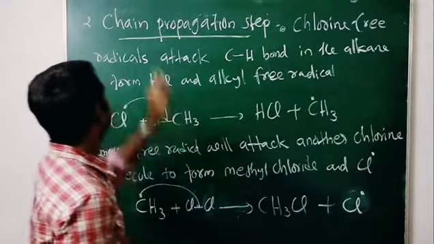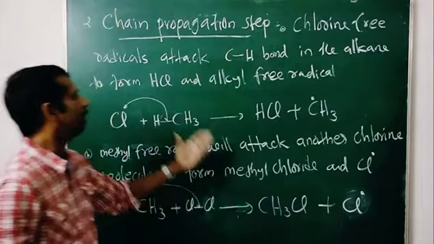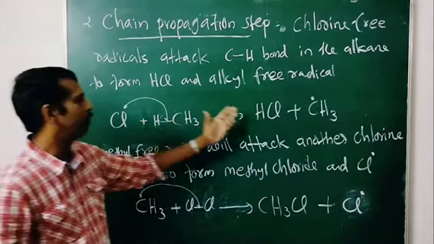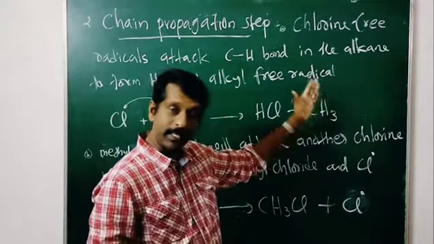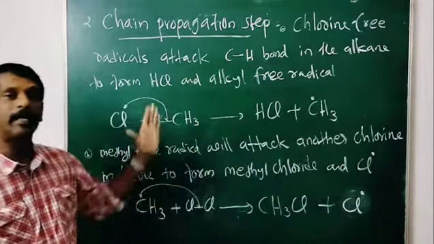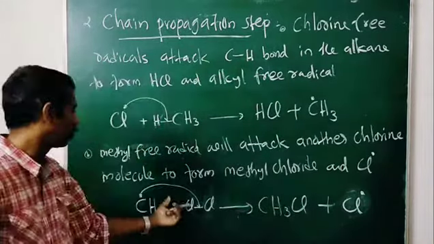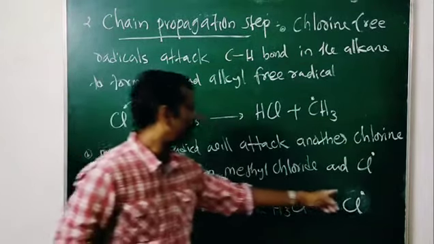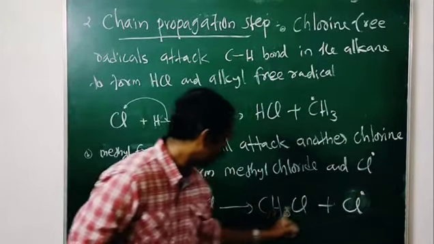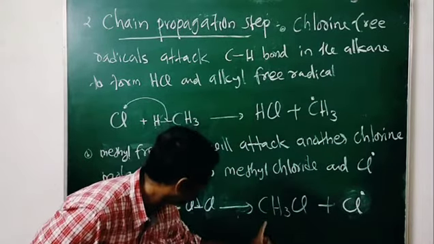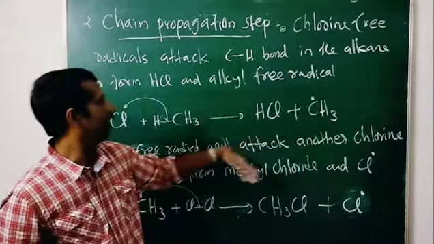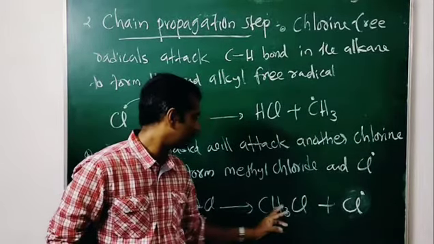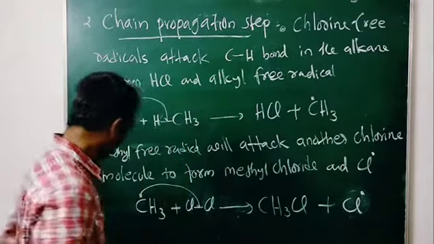So this is the second step, the chain propagation step. First the Cl free radical attacks the C-H bond in the alkane to give HCl and alkyl or CH3 free radical. Now this CH3 free radical will attack another undissociated chlorine molecule to form CH3Cl. This is our first product, chloromethane. And Cl free radical is also formed. Now this Cl free radical will attack another C-H bond, and it will change into HCl and CH2Cl free radical. Like that it will continue.